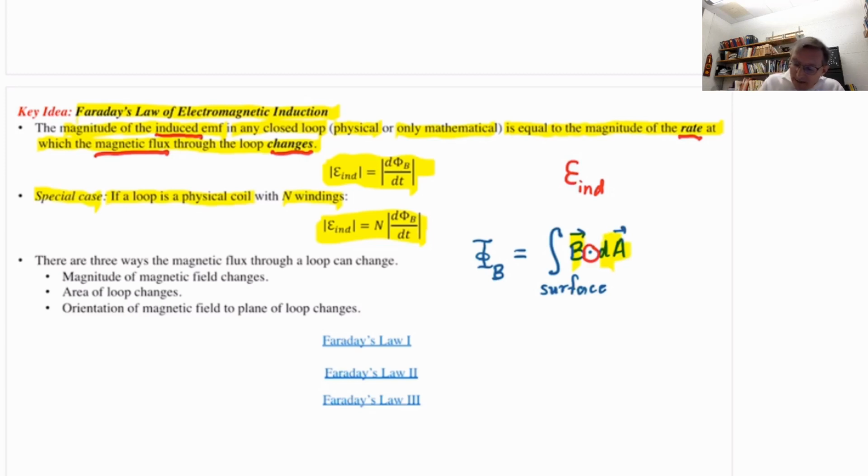So that's what leads me to state that there are three ways the magnetic flux through a loop can change. You can have the magnitude of B changing. You can have the area of the loop changing. Or you can have the orientation of the magnetic field to the plane of the loop changing. Or obviously some combination of these. So now let me show you animations that show you each way in turn. Okay? So now I go back to Wiley Plus.